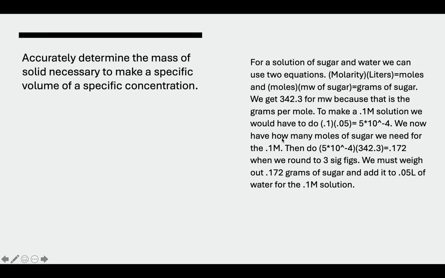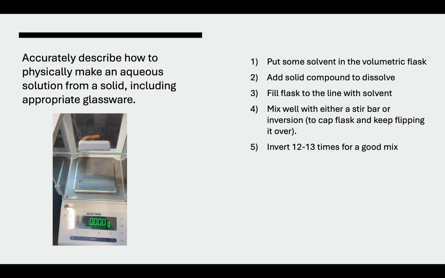We now know how many moles of sugar we need for the 0.1 molarity. Then we do 5 times 10 to the negative 4 times 342 grams, which equals 0.172 grams. When we round to 3 sig figs, we must weigh out 1.72 grams of sugar and add it to 0.05 liters of the water for the 0.1 molarity solution.